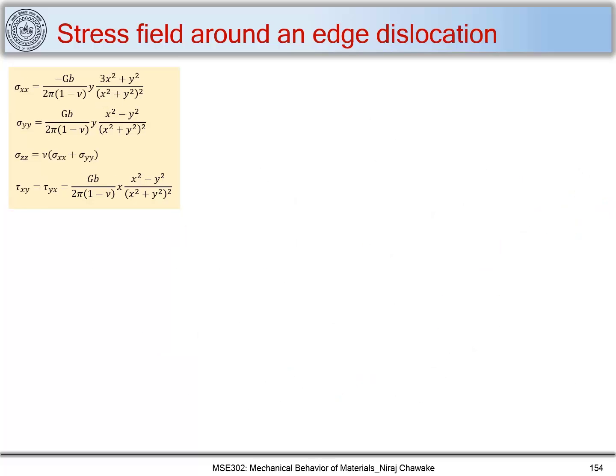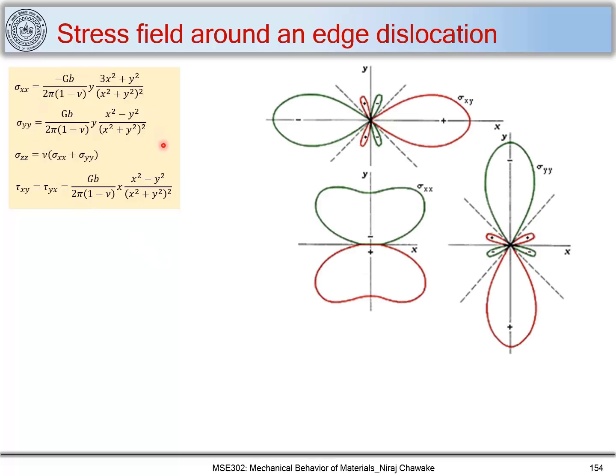Now let's look at this stress field around an edge dislocation. So we have these relations, and we have said that sigma xx is compressive in these quadrants, and sigma xx is positive, that is tensile in nature, below the slip plane. So let us write it down.